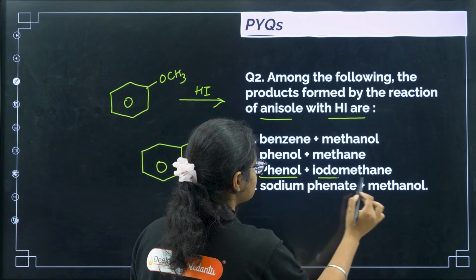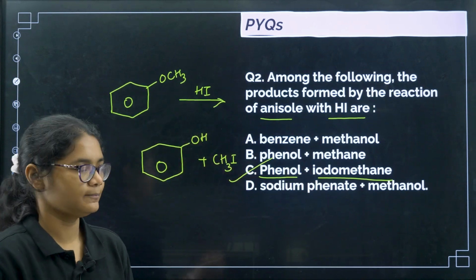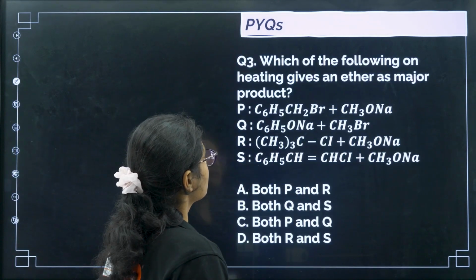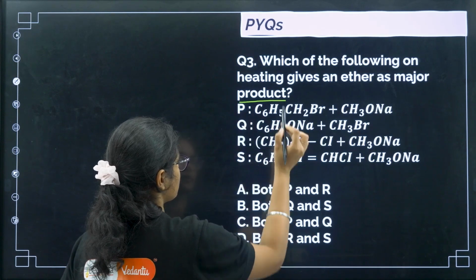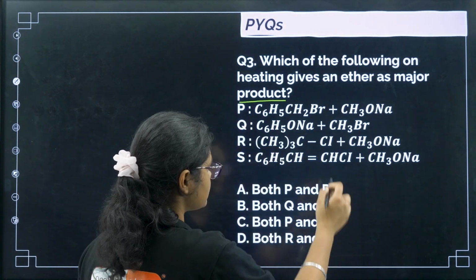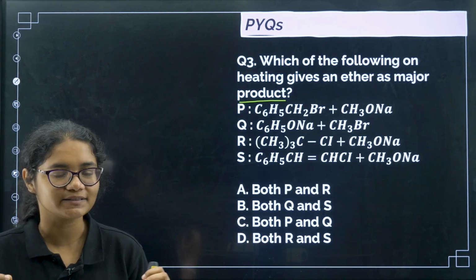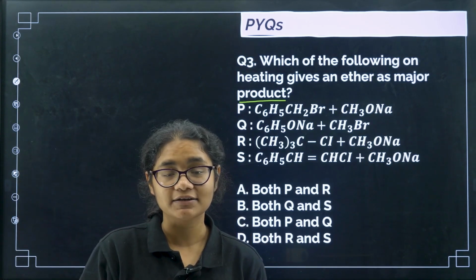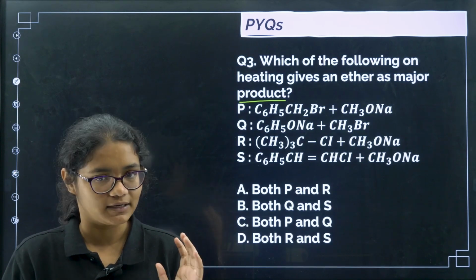So phenol plus iodomethane. So correct answer is option number C, okay. Next, which one of the following on heating gives an ether as a major product? Okay, so you can see all these options we are having RX and RONa, that is your Williamson ether synthesis. Now the condition for Williamson ether synthesis is your RX must be primary group, right?